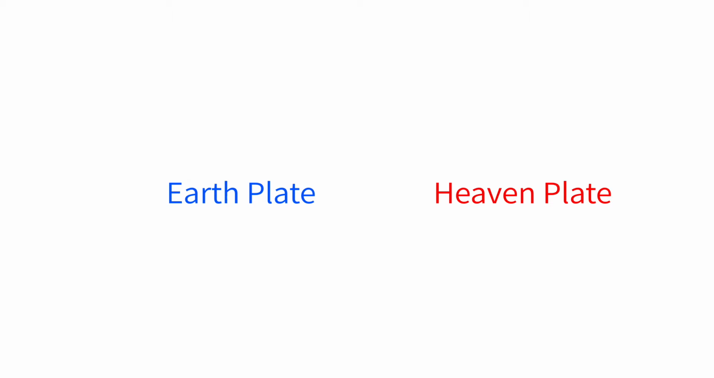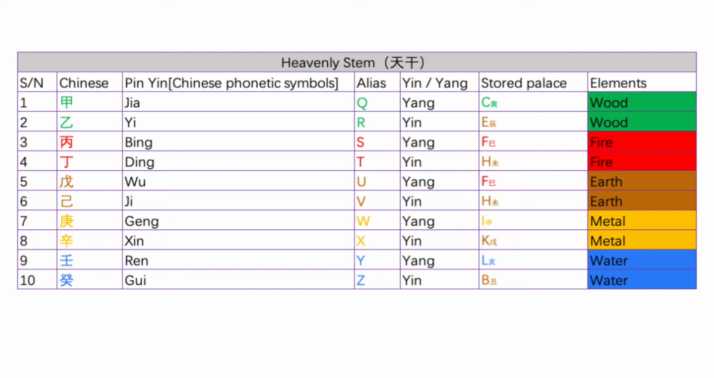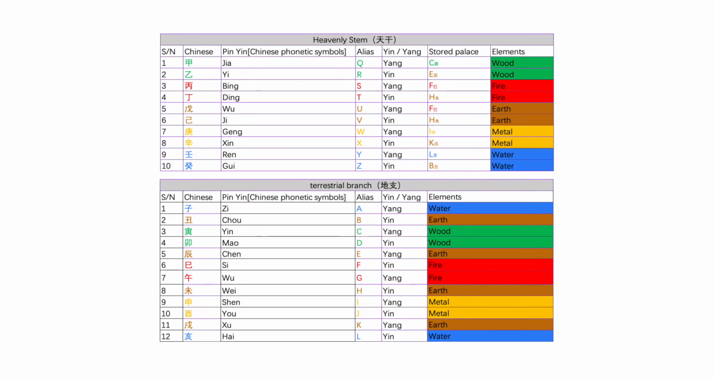Before sharing with you what the earth plate and the heaven plate are, let's review the necessary knowledge that I introduced in the previous videos. These 10 symbols represent 10 heavenly steps, and these 12 symbols represent 12 terrestrial branches. In order to facilitate your reading, I replaced them with 22 different English letters. Is it okay to do it like this?